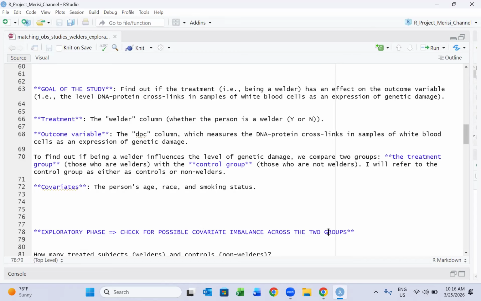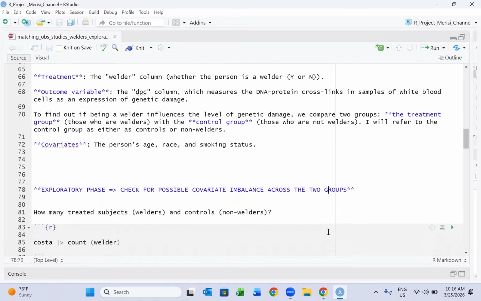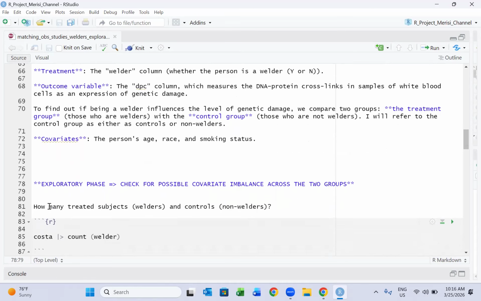Now, before doing that, I like to start the exploratory phase by counting how many treated subjects and how many controls there are, because ideally, for each treated subject, we want to have at least one control, so we can do phase number two, the matching, in a more convenient way.